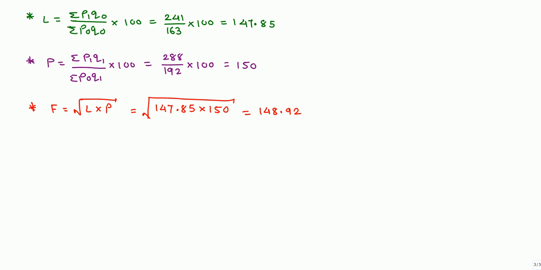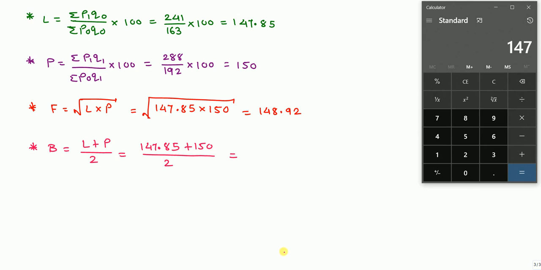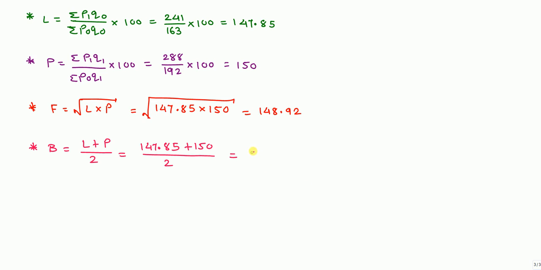Okay, now Paul's index number. P is equal to L plus P upon 2. Laspeyres index number 147.85, Paasche's index number 150, divided by 2. 147.85 plus 150 by 2 is equal to 148.93. 148.93.